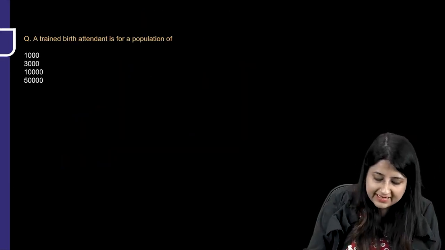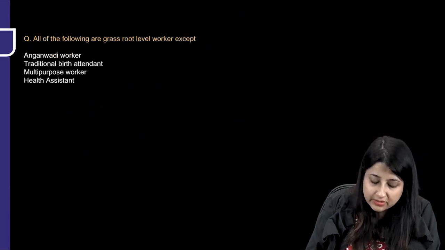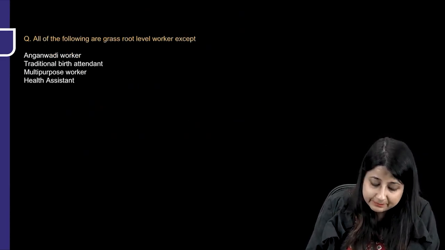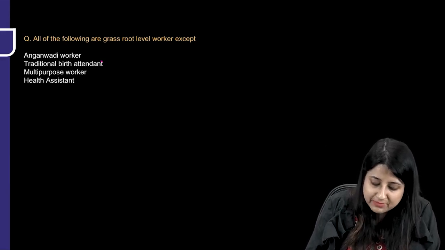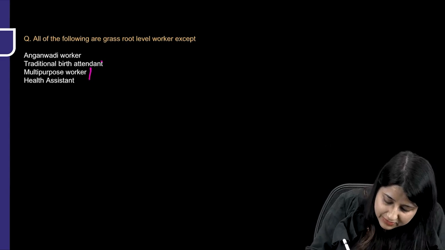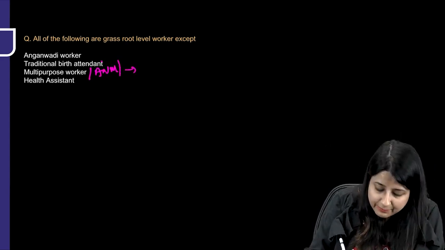Okay, a trained birth attendant is for a population of 1,000, just like a village health guide. All are grassroots level workers except Anganwadi, yes. Multi-purpose worker, health assistant, TBA. Now, multi-purpose worker or health assistant. See, multi-purpose worker can be ANM or multi-purpose worker, male and female. They are posted at sub-center.